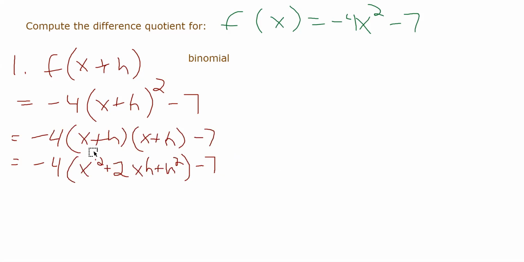Now all we got to do is distribute this negative 4. Negative 4x squared minus 8xh minus 4h squared, and then just that minus 7 over there. So as you can see, we went from the last one we just did, that 3x minus 5 function, which was just linear, up to a quadratic, and that actually increases the overall complexity of it. It causes us to have a lot more steps.